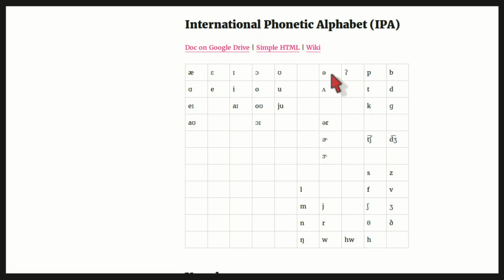This is a schwa. It makes a fast vowel sound. The schwa can technically be any vowel sound as long as it's quick. Usually it's or. This is a clear sound. This is usually fast.